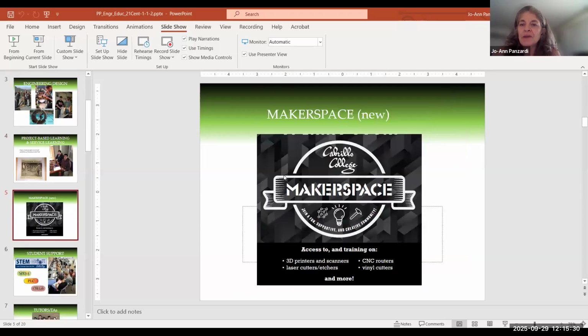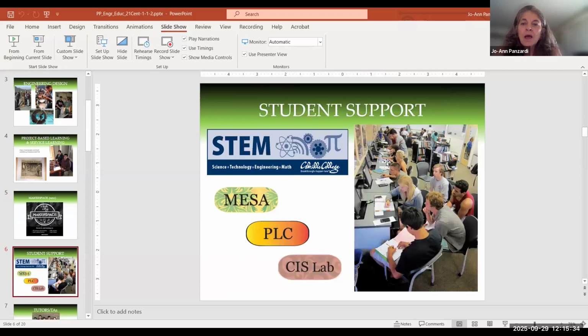All universities have maker spaces now, so you don't have to worry about that. You're going to get them. Student support. Almost all universities have tutoring for math and science, definitely. Because a lot of kids going straight to a 4-year school don't do well the first year, so they really want to keep them. So they're offering a lot of tutoring services.